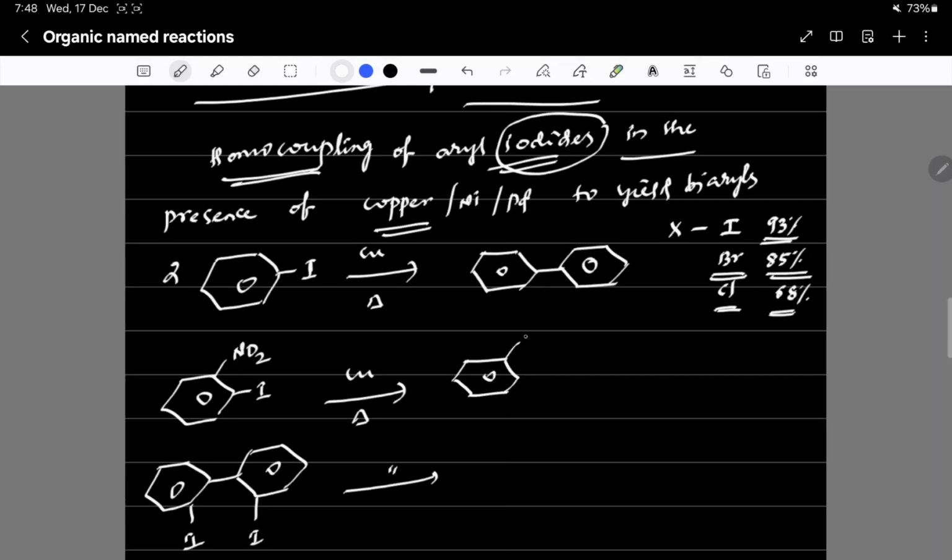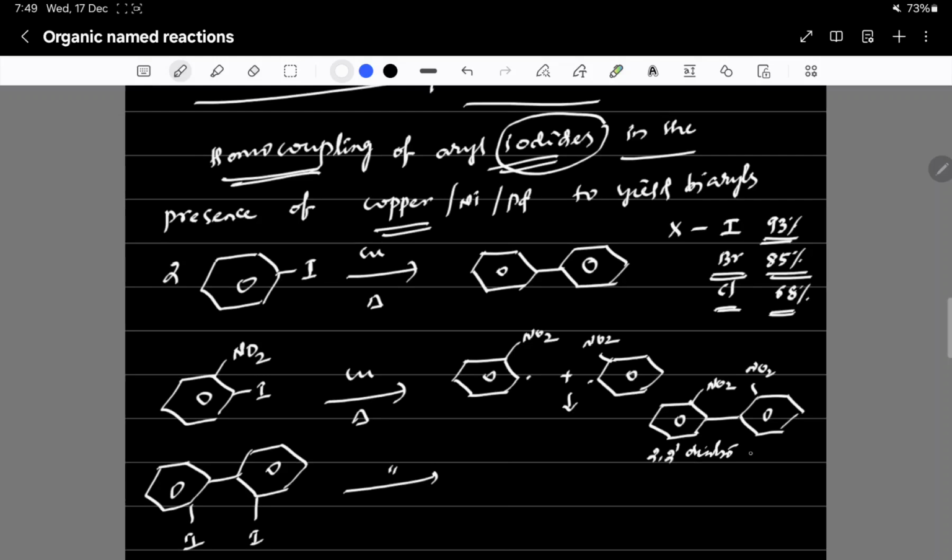Now this is NO2. Similarly this is the radical, so it will combine with another compound like this. Now this is NO2. On undergoing combination, we will get the 2,2' compound. I can write 2,2' dinitro diaryl or diphenyl. So dinitro diphenyl is the product, right?